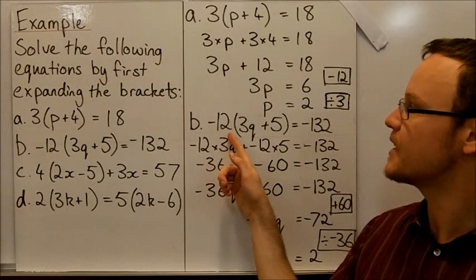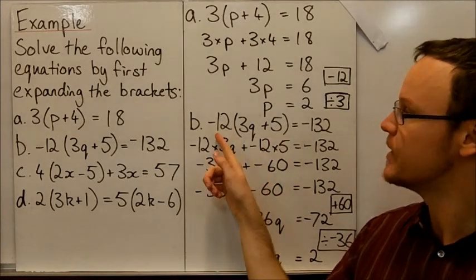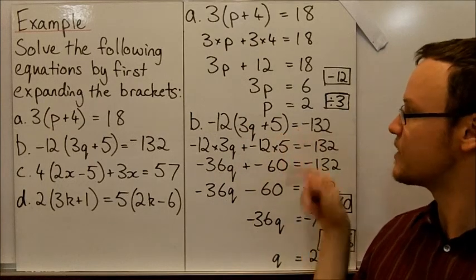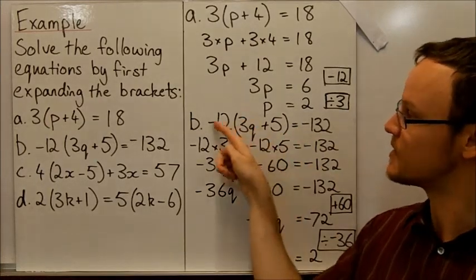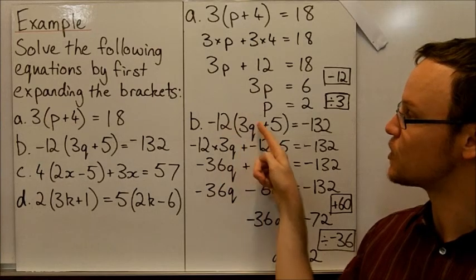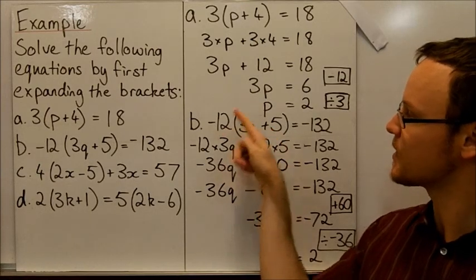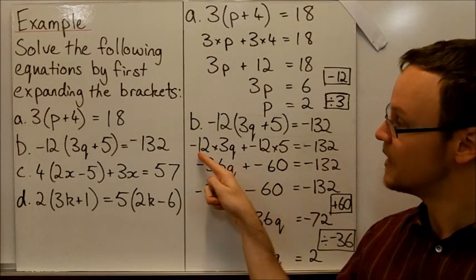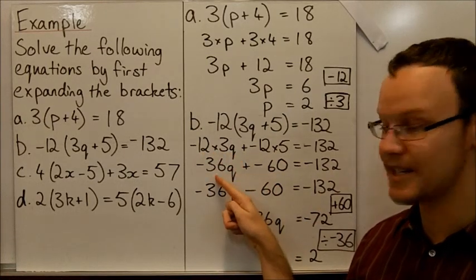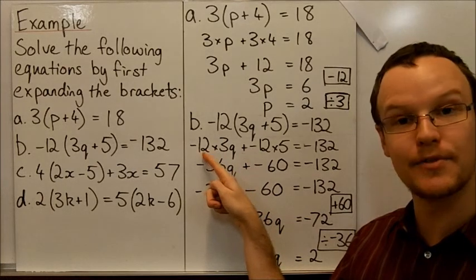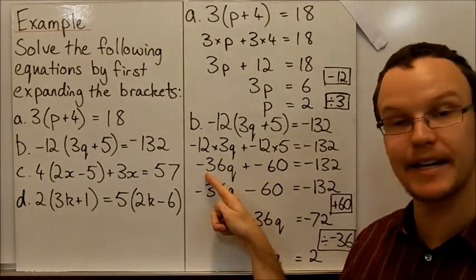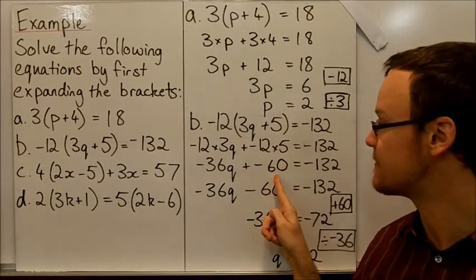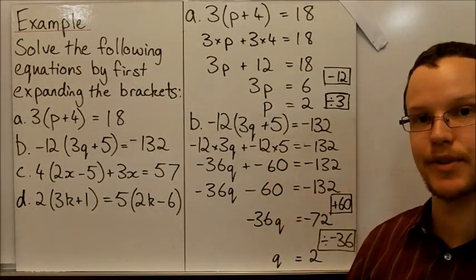So here we go, for the second example, negative 12 times 3q plus 5 equals negative 132. We can expand this out using the distributive law. Negative 12 times 3q plus negative 12 times 5. Negative 12 times 3q is negative 36q, because negative 12 times 3 is negative 36, and negative 12 times 5 is negative 60. Equals negative 132.